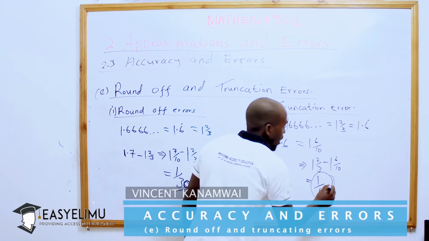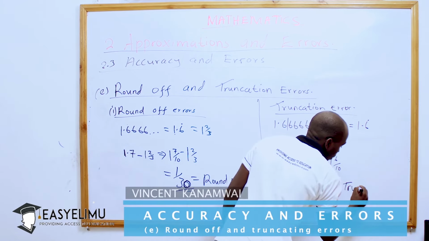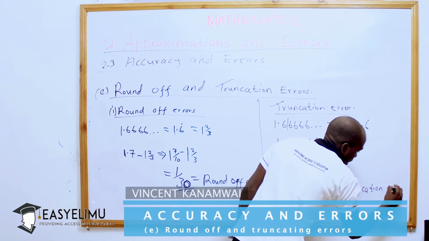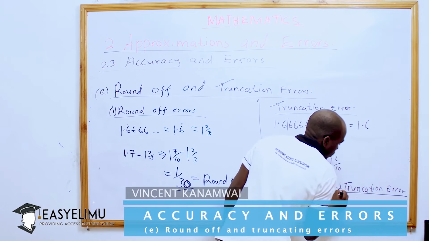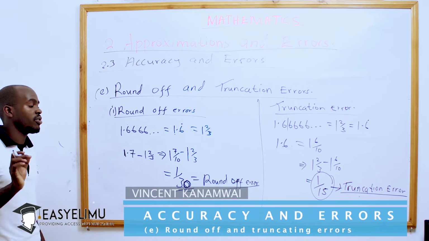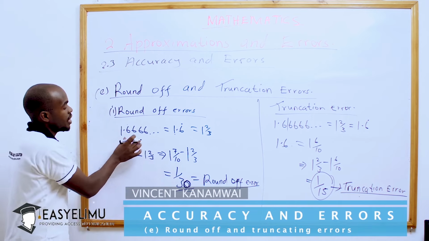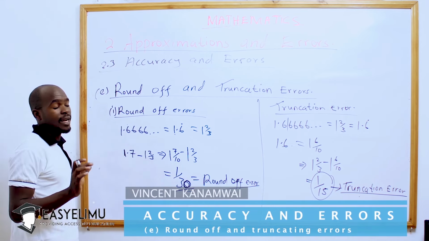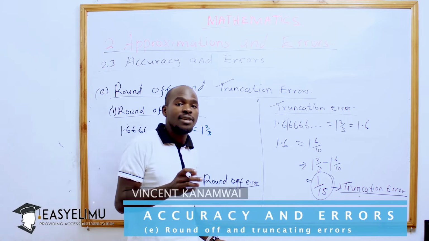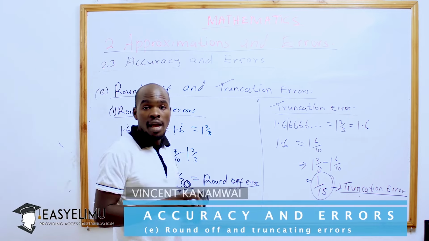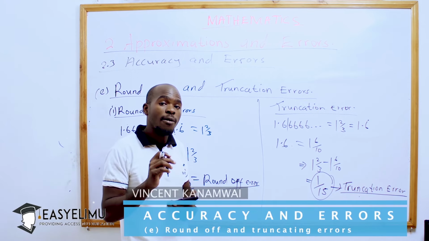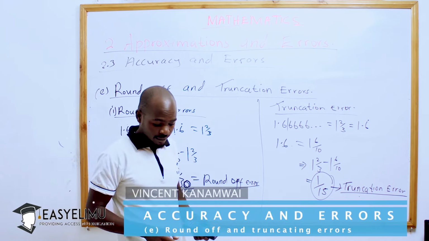This is what we are referring to as truncation error or truncated error. The other one was round off error, and this is truncation error. That one was found after rounding off to the nearest one decimal place, but this one we just cut, that is truncation. So we have seen how we do that. In our next session, we shall see how we can propagate errors.